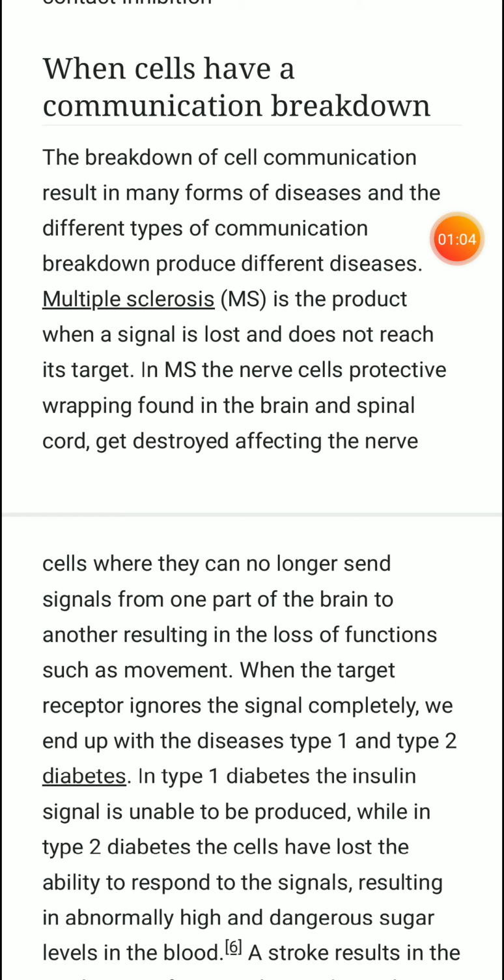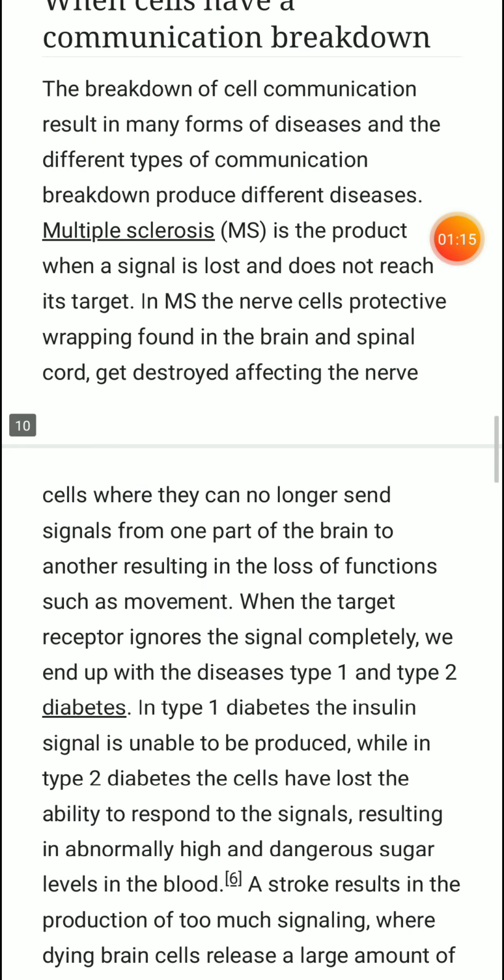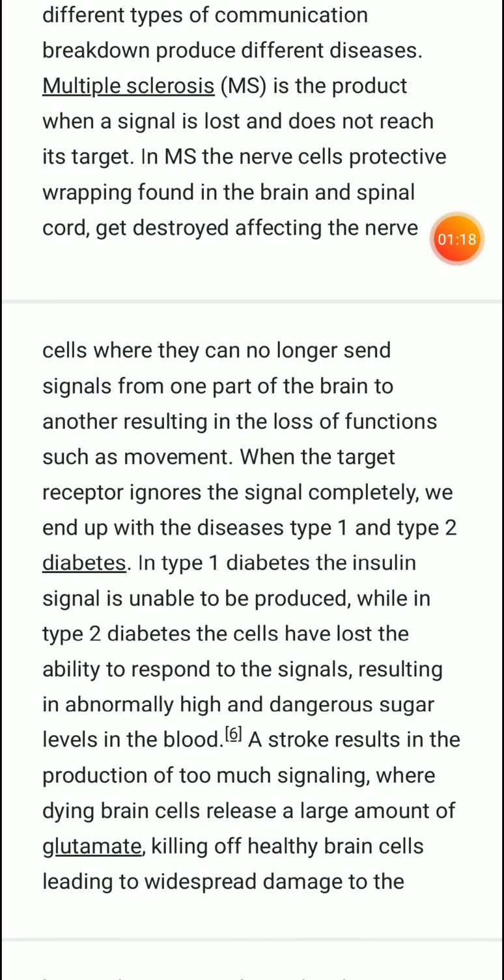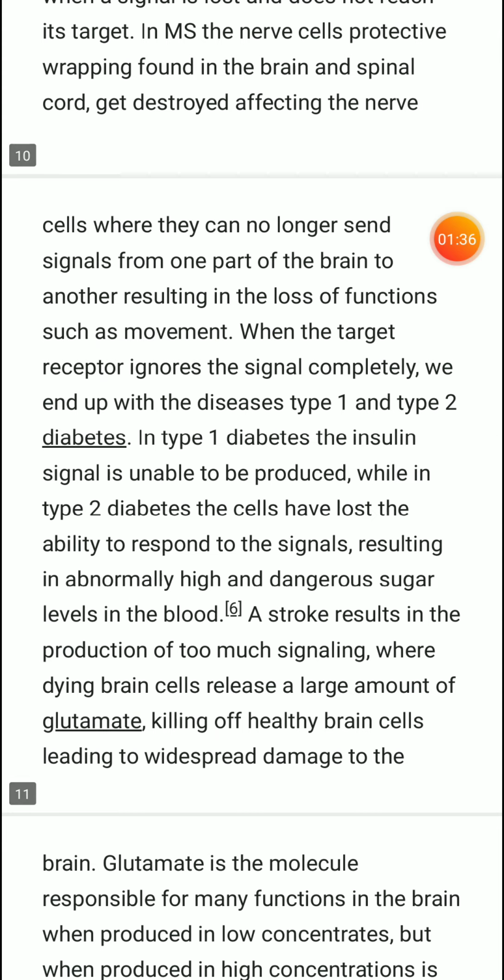When the target receptor ignores the signal completely, we end up with the diseases type 1 and type 2 diabetes. In type 1 diabetes, the insulin signal is unable to be produced, while in type 2 diabetes, the cells have lost the ability to respond to the signals, resulting in abnormally high and dangerous sugar levels in the blood.